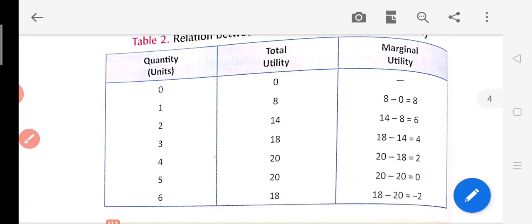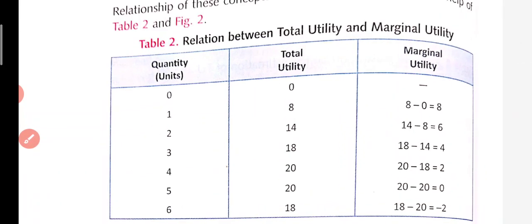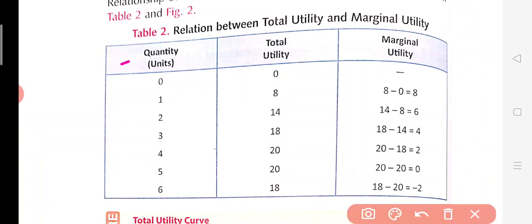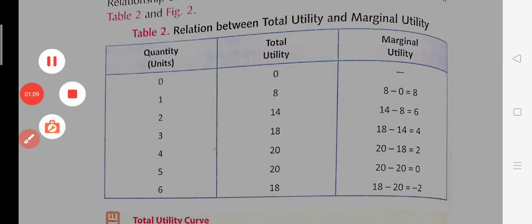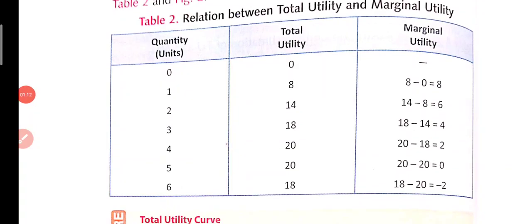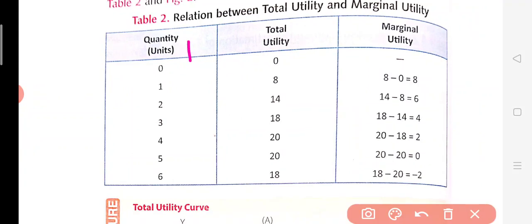Now here you can see the quantities are given. Quantities of units. Nothing is written about what these quantities are, so we can assume that these units are T. Let me write this, T for tea.